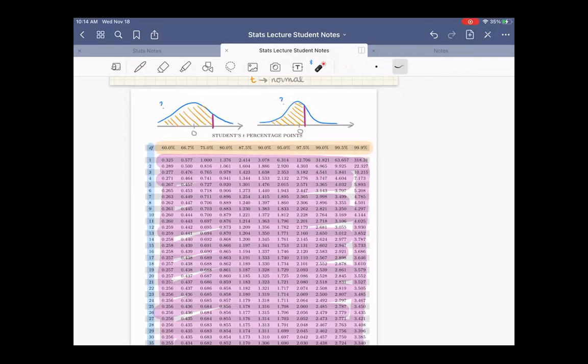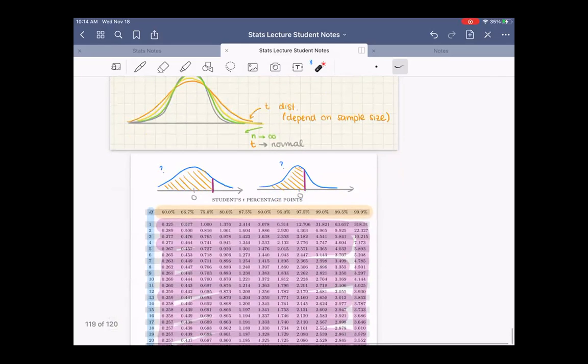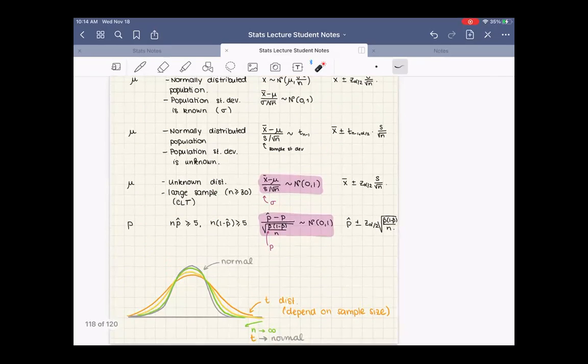And then, for example, if we wanted to find the value that separates the bottom 95% from the top 5%, and we had 3 degrees of freedom, we would have to go to this row over here. Okay, but I'll let you think about that once you're trying to solve a problem. Yeah, so that's over here. That's the distribution that you're going to use.